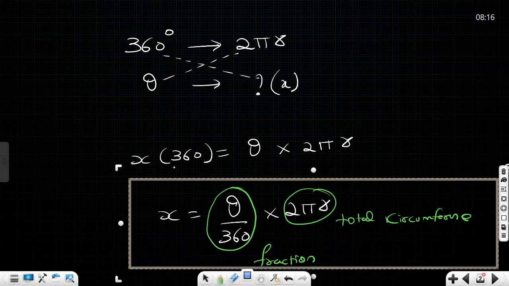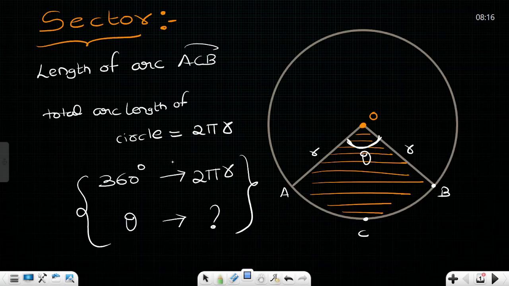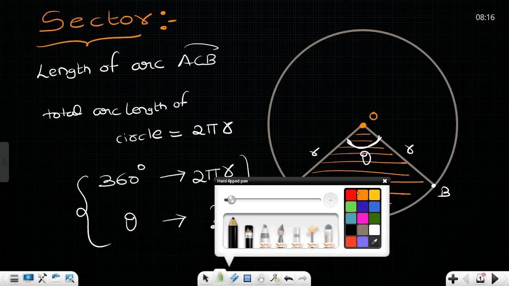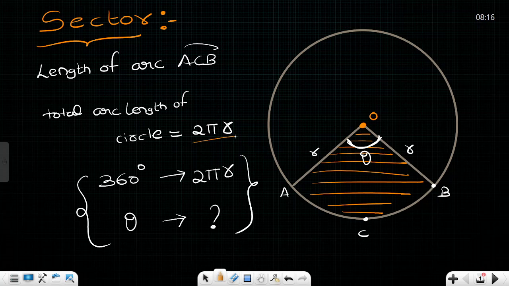So yeah, if you see carefully here, total length 2 pi r. For 360 degrees how much? For theta how much? Okay, this is length of arc, nothing any connection with the sector. When it comes to sector, they will ask you about area. That we will do. Please note down.